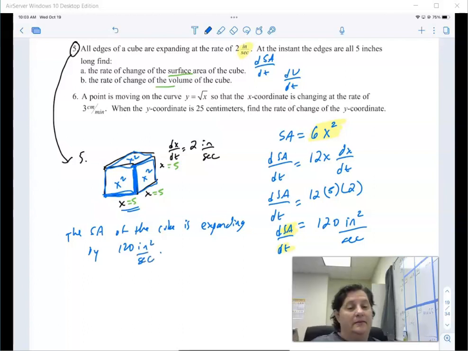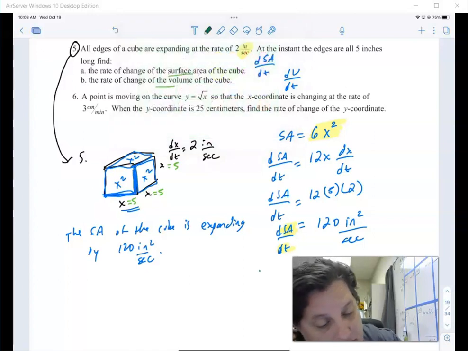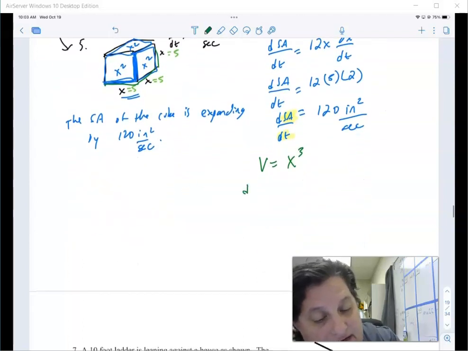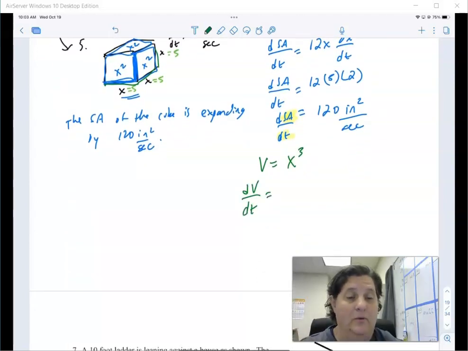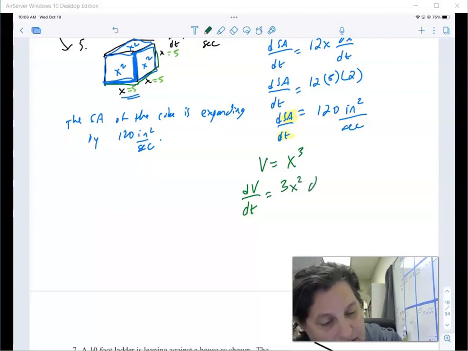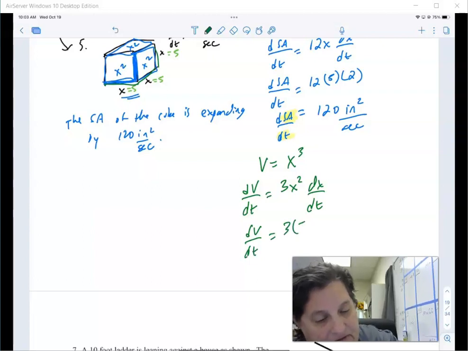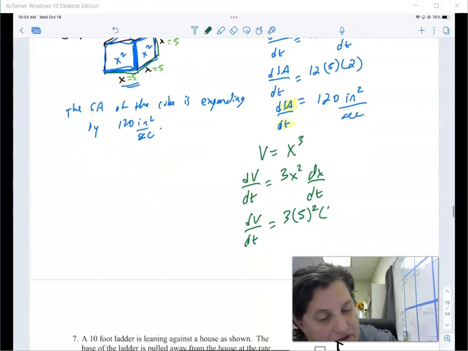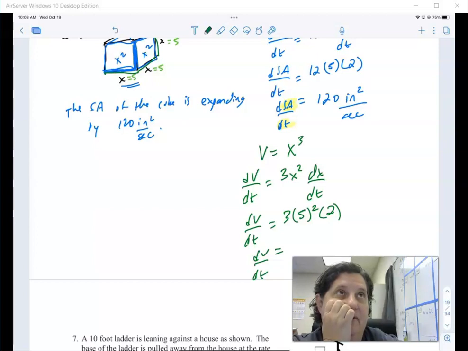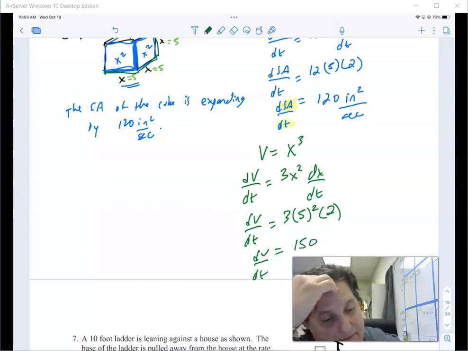Okay, now I'm going to do the same thing, but with the volume. Now we know that for a cube, the volume is just base times width times height, so the volume is just x to the third. So I need to find dV dt, the rate at which the volume is changing with respect to time as this cube is growing. All right? 3x squared dx dt. So it gives me 3, x is 5, and it's changing at a rate of 2. So dV dt is going to give me 5 squared is 25. So 50 times 3 is 150.